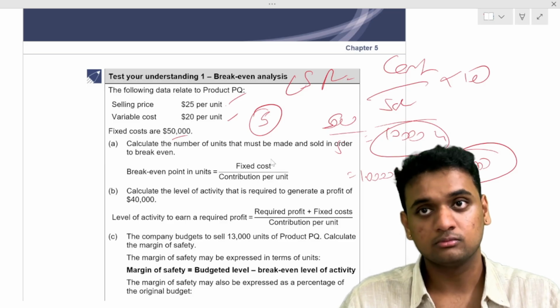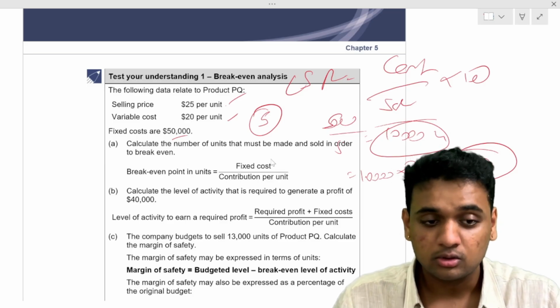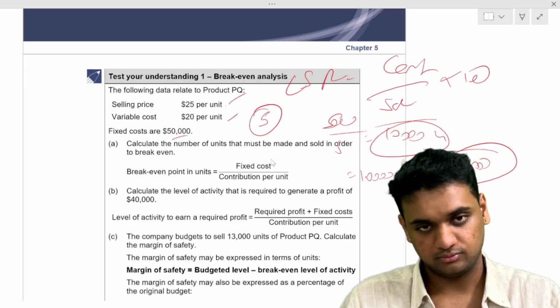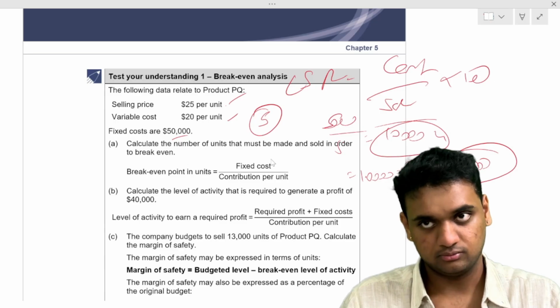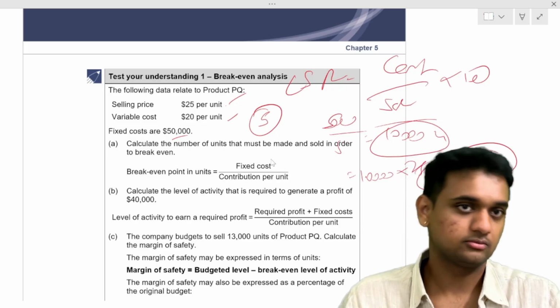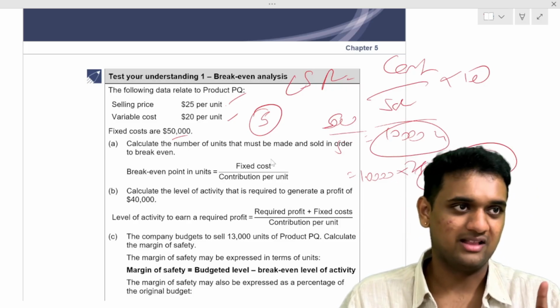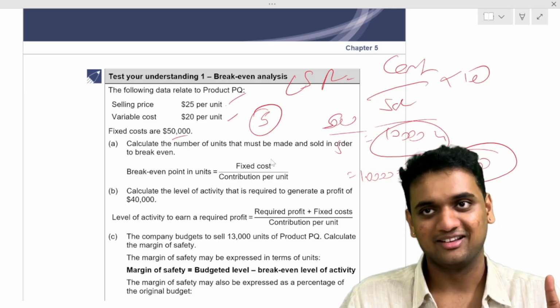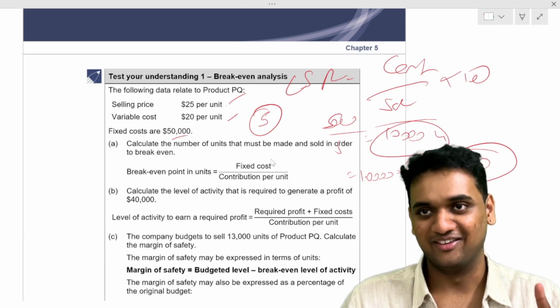10,000? Okay. Any other answer? You can use your calculator. One answer we have is 10,800. 18,000, we have one answer. Any other answer? 18,000 we have.